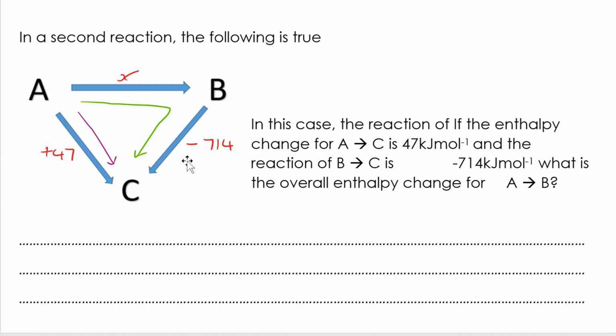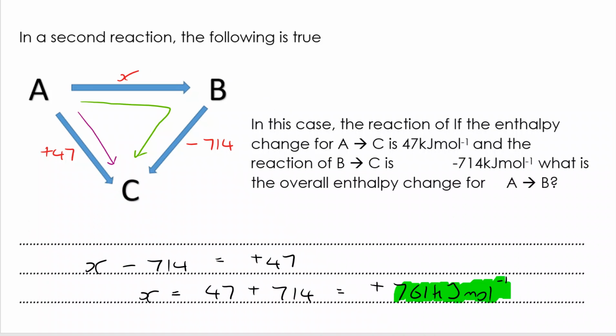I can see that X take away 714 is equal to plus 47. Let's rearrange that to make X the subject, and we have an X value here of 761 kilojoules per mole. So let's try another one.